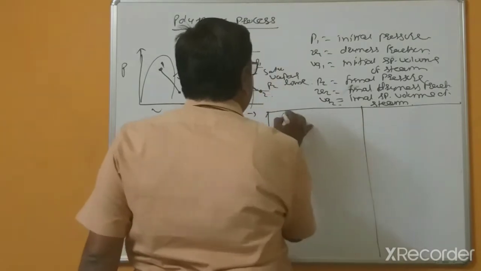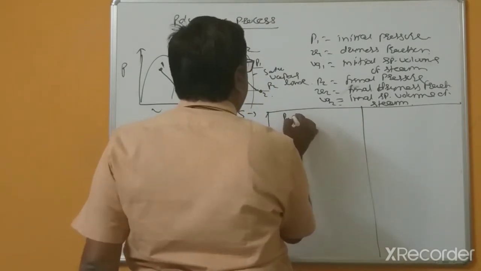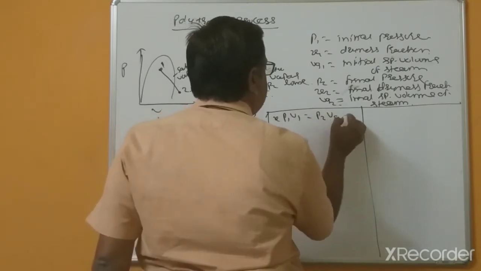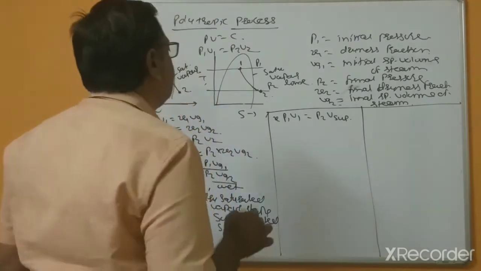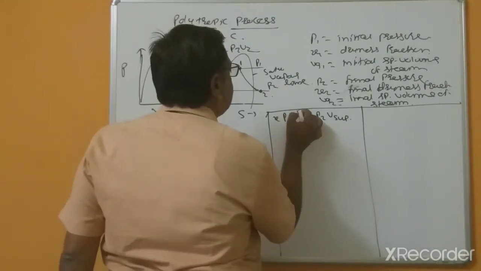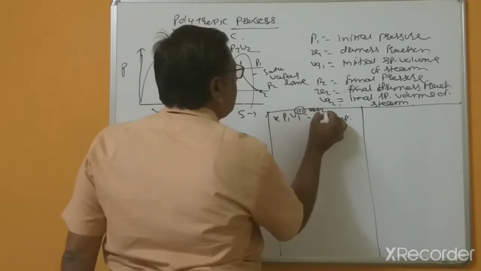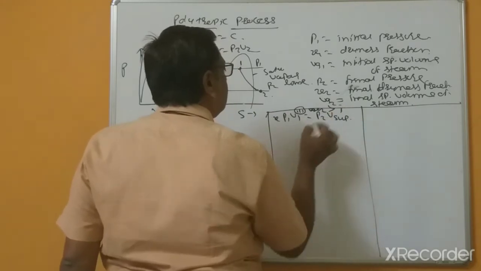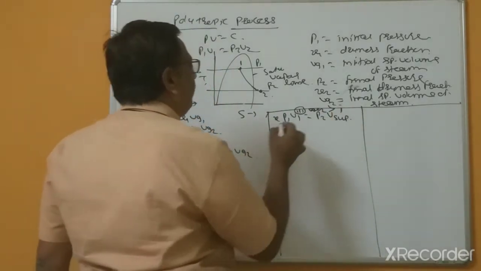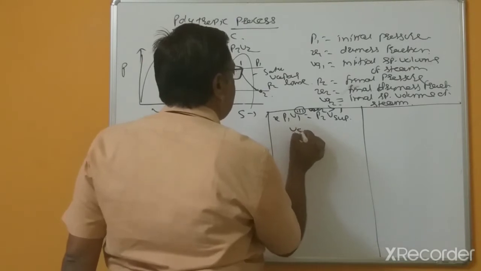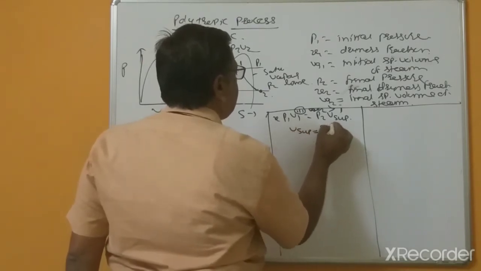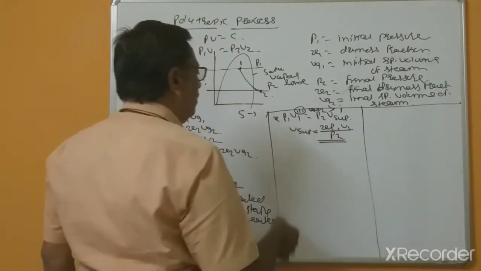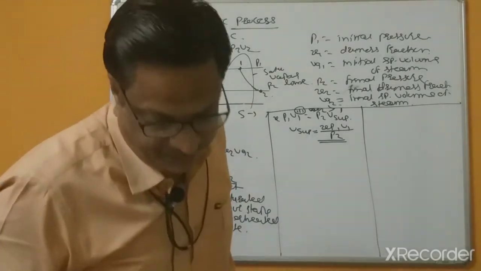P1 V1 into x2, and this is P2, in the superheated state. And in this third condition, when x2 is greater than 1, then V superheated equals x P1 V1 divided by P2. By using this, you can calculate.